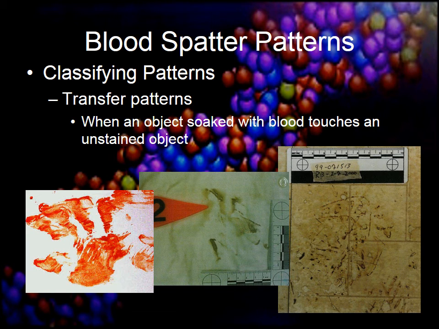Transfer patterns is simply as it sounds, when something, and you can see the handprint in the far left example, probably a knife print in the middle, and a shoe print in the right. Something gets soaked with blood and it touches an unstained object. So recall that we talked about patent fingerprints. You can kind of relate this to that too. When your hand is stained with something and it leaves a print.